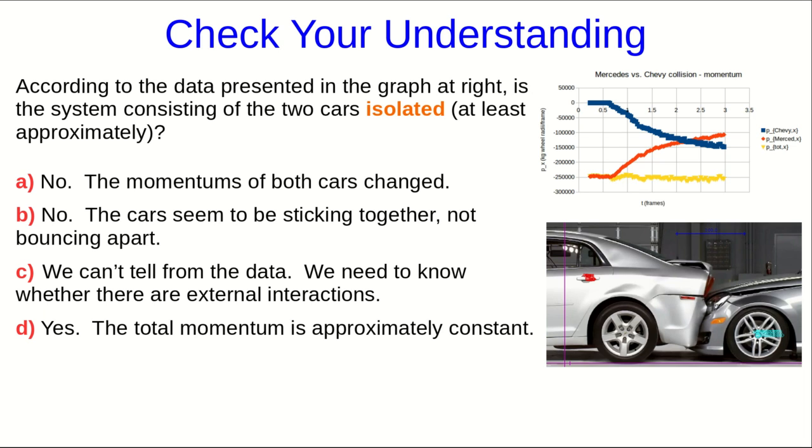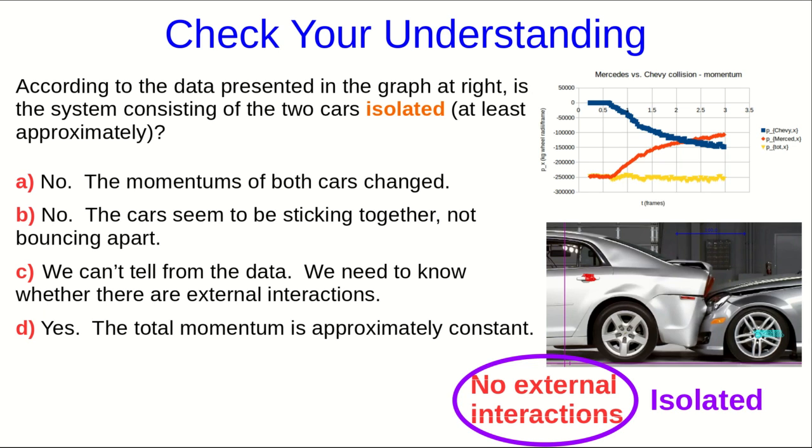So remember that the definition of isolated is that there are no external interactions. Notice that choices A and B have nothing whatsoever to do with whether there are external interactions, and so they must not have anything to do with whether the system is isolated, and so that can't be right.